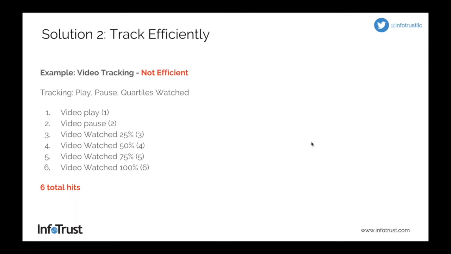So for instance, we have customers and clients that set up things like video tracking. They might track any type of interaction with one of those embedded videos on their site. They might have play tracking, pause tracking, and then quartiles watched to signify how far in that video people are actually watching. So you have 25%, 50%, 75%, and 100%. If we're tracking all of these and we send each one to our tool of choice, like Google Analytics 360, that's 6 total hits. We're tracking the play, the pause, and then each quartile watched if they watch to the very end. That's not very efficient, right?